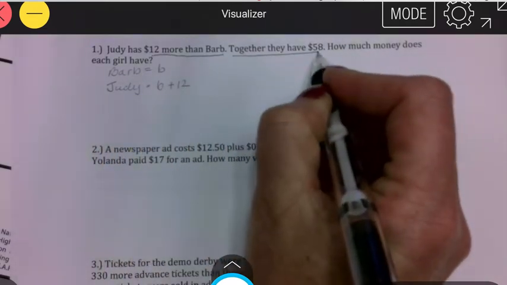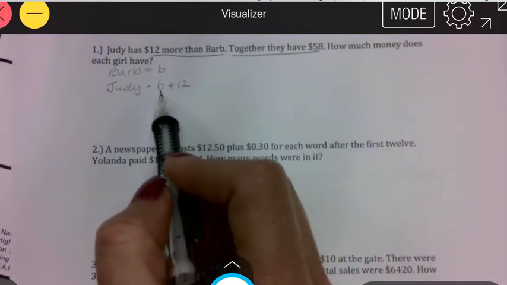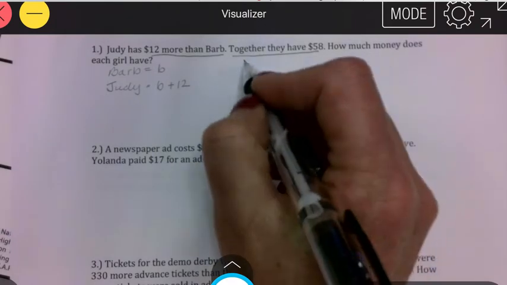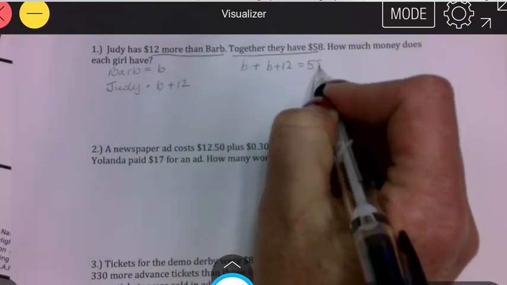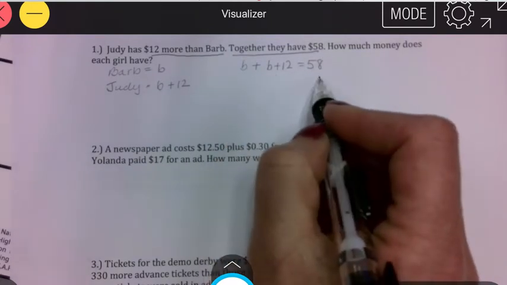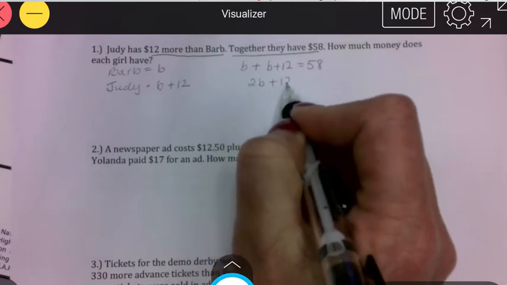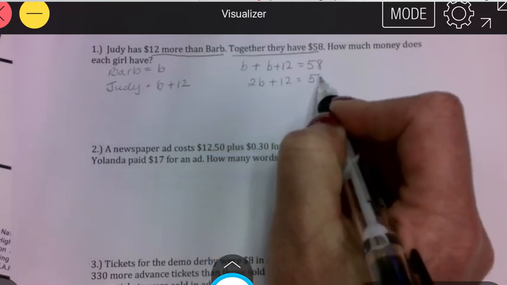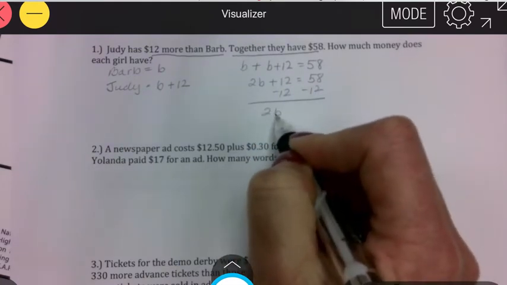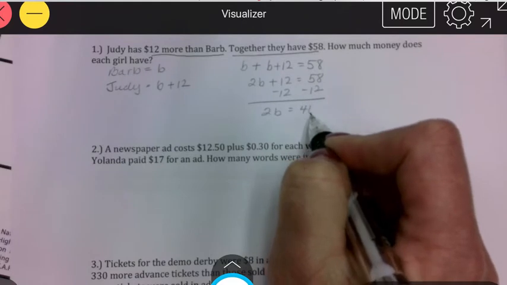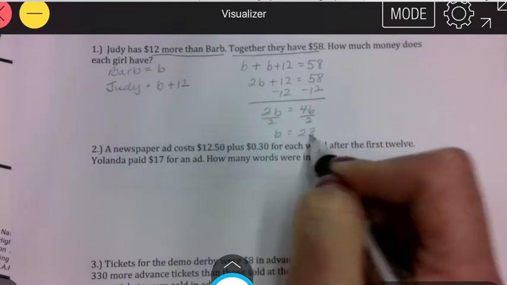Together they have $58. So since we've established what our variable stands for, taking Barb plus Judy, they have $58, and I've set up my equation. So 2b plus 12 is equal to 58. Subtract 12. So 2b is equal to 46. So that means that b is equal to 23.